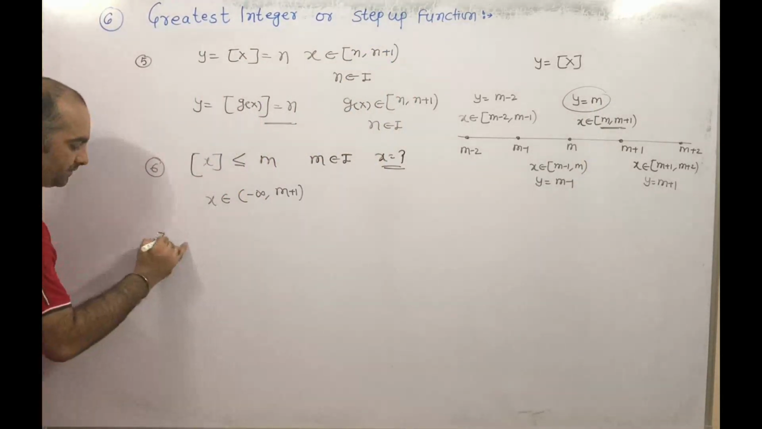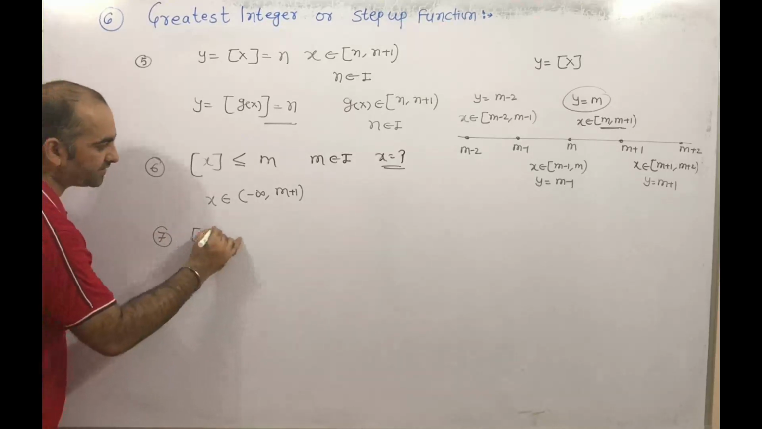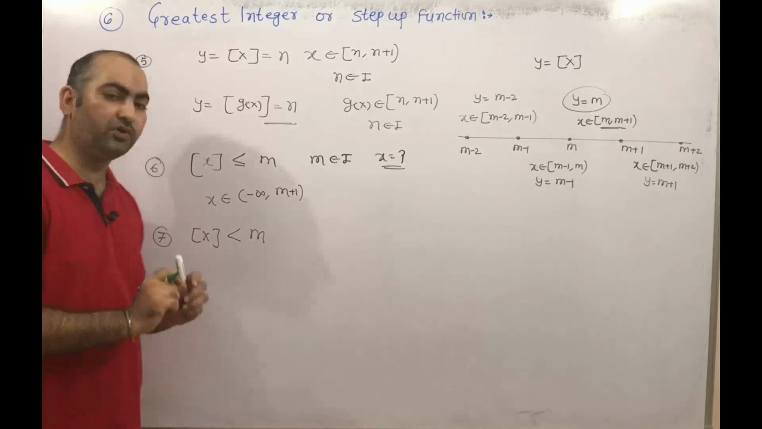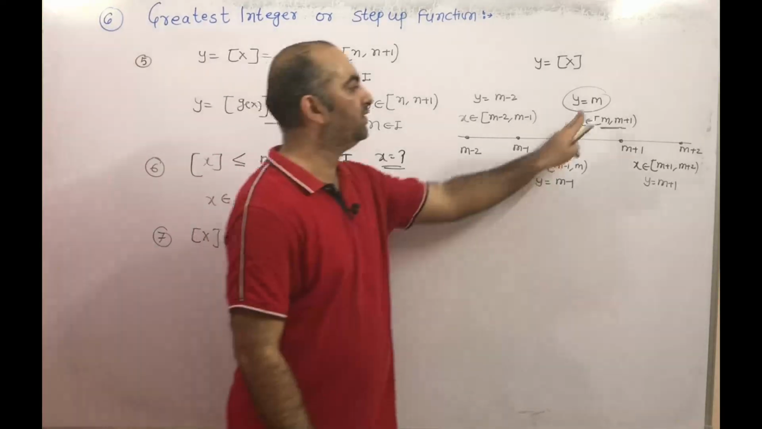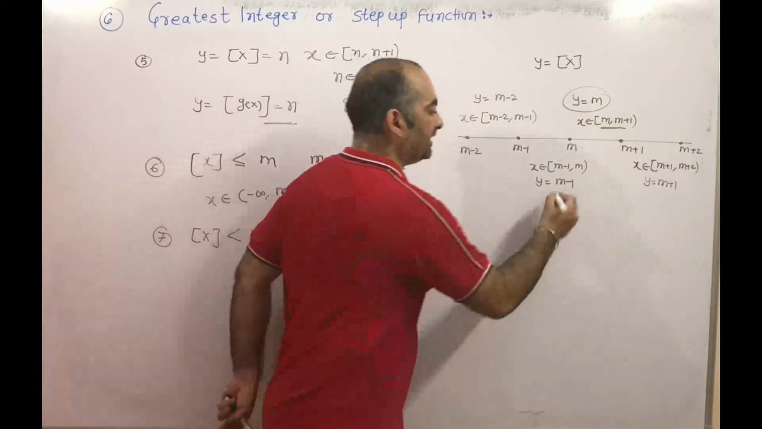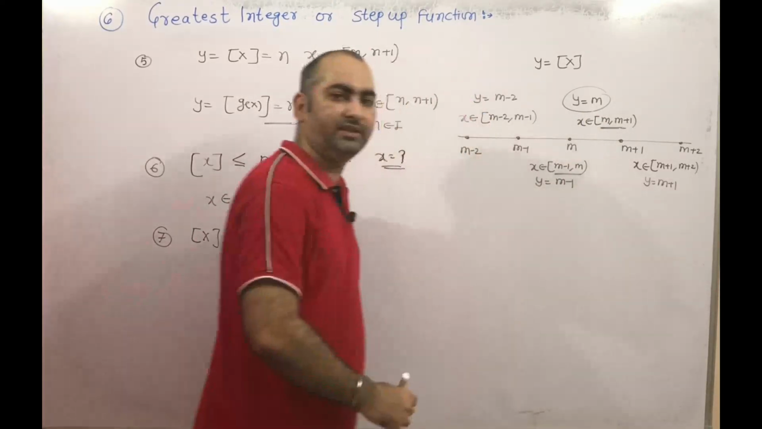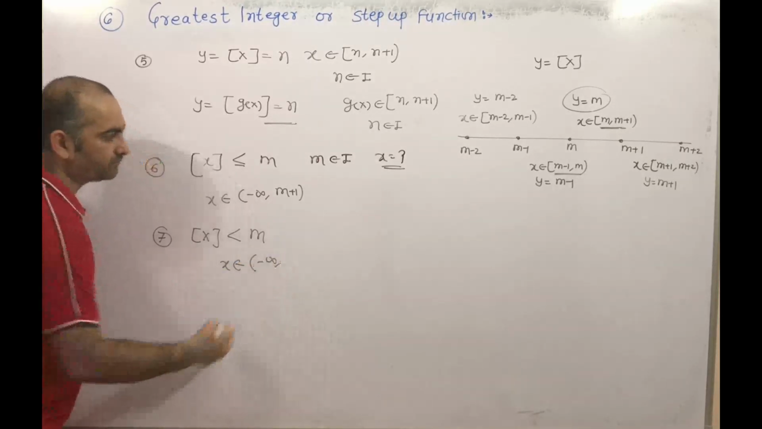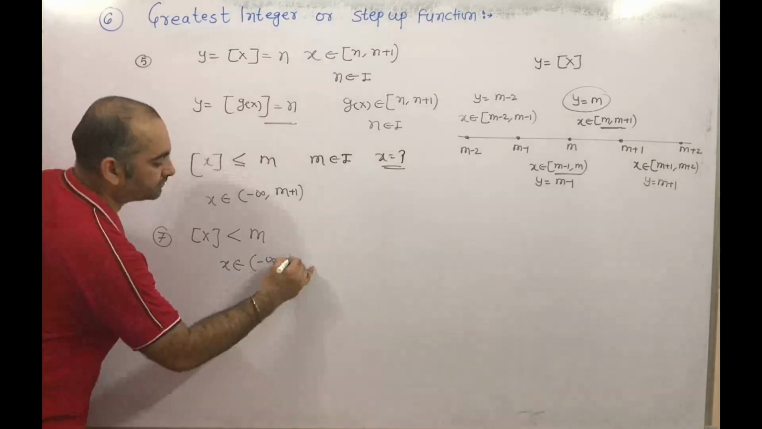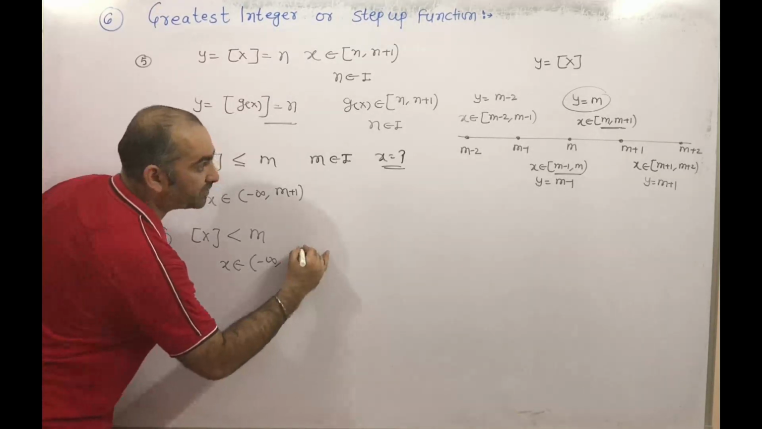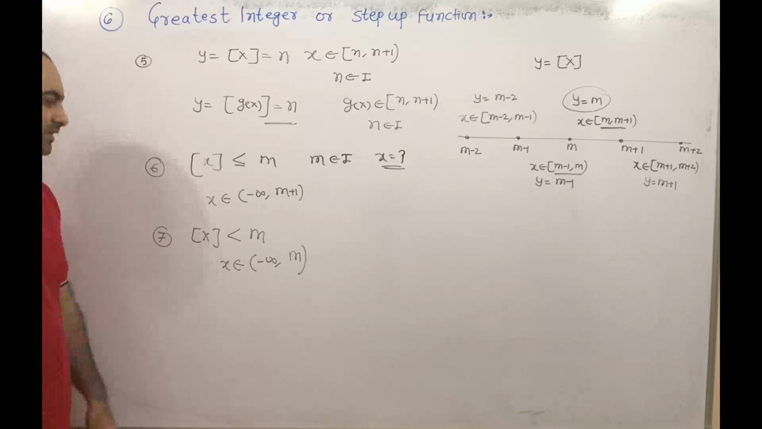Now the 7th: if you want greatest integer of x less than m only, that means we don't want equal to m. So we want m minus 1, m minus 2, m minus 3, that means till here only it will come. In this case, x belongs to minus infinity to m, and m is open. Minus infinity to m will come.